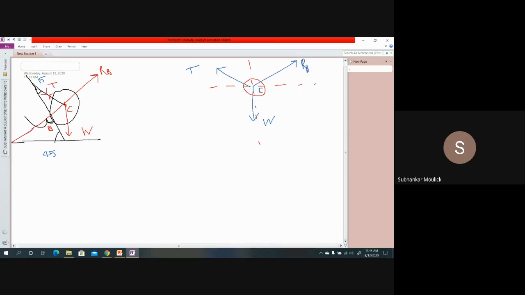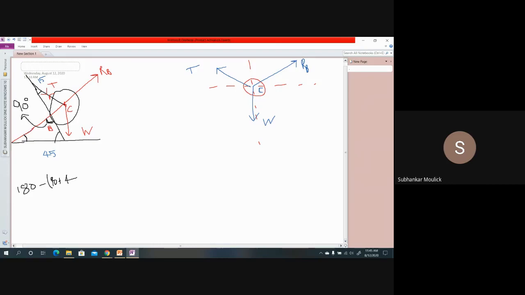This angle will be how much? It will be 90 degree, because I know that reaction force always acts on a body perpendicular to that body. Fine, 90. If this is 90, this is 45. How much will be this angle? This angle, if I use the triangle law property, will be 180 minus 90 plus 45.